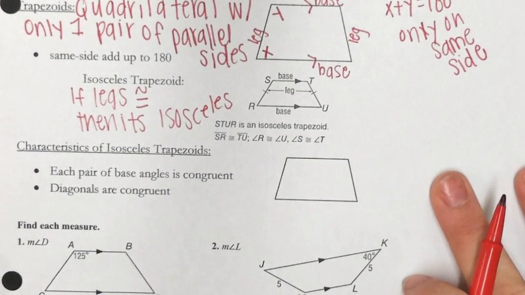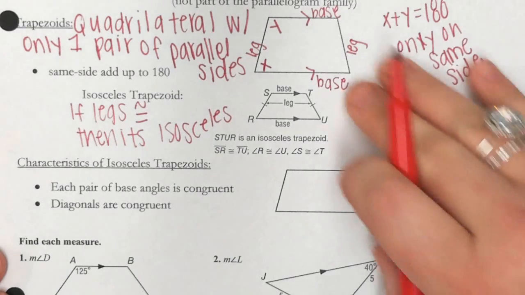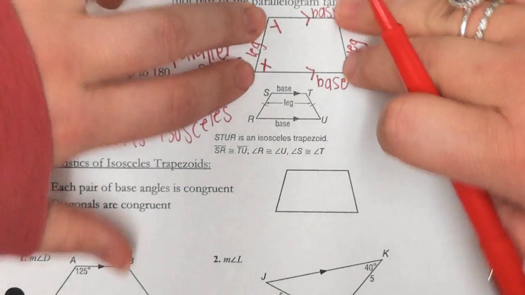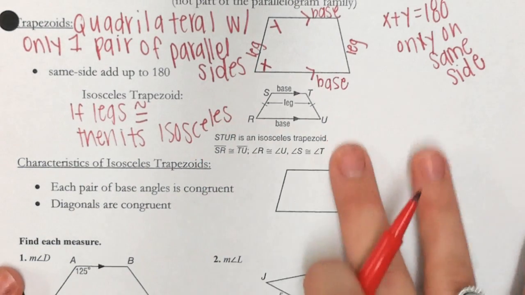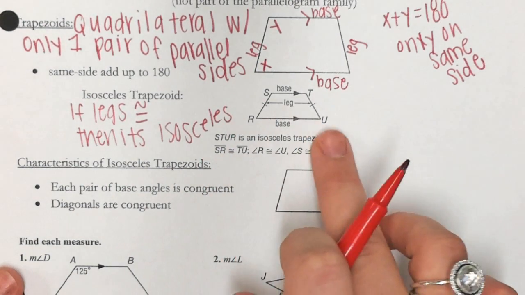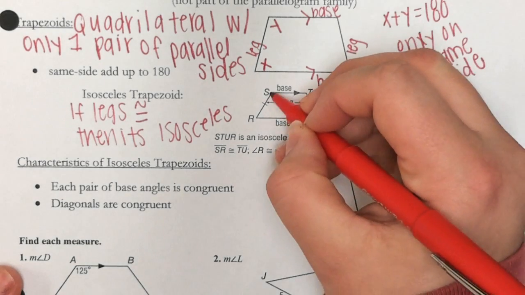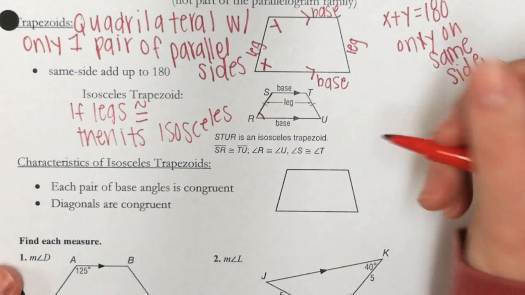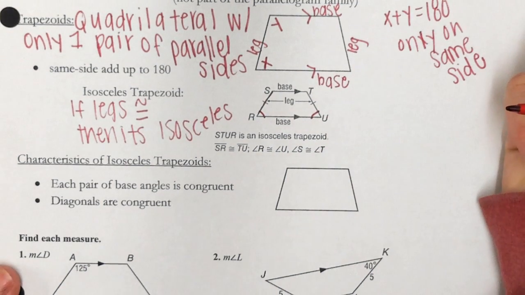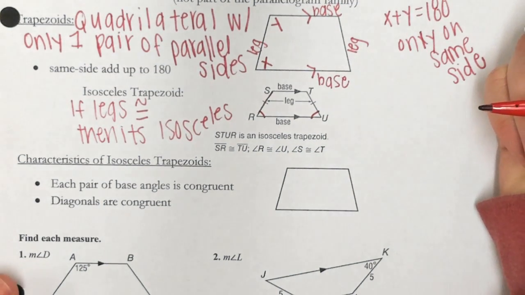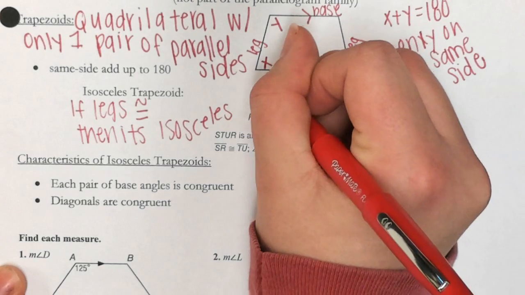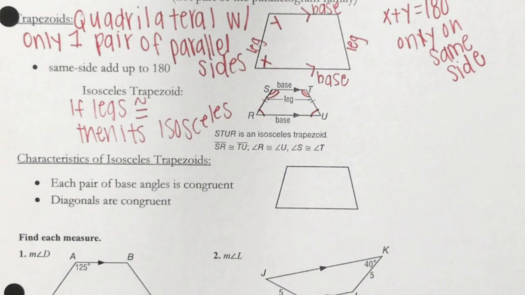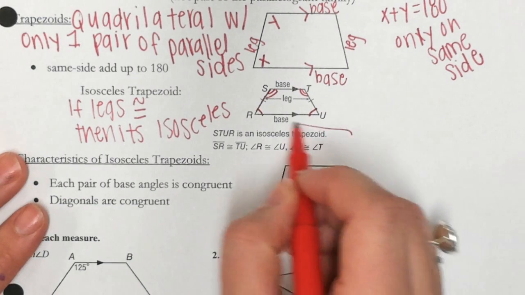So when it's just a plain Jane trapezoid, I know that these two sides are not the same, but they're going to add up to be 180. But the thing about isosceles is if it is an isosceles trapezoid, then SR is equal to TU, but this angle right here, angle R, is going to be congruent to angle U. Those are going to be equal. And S at the top is going to be equal to T. And that's stated right here.